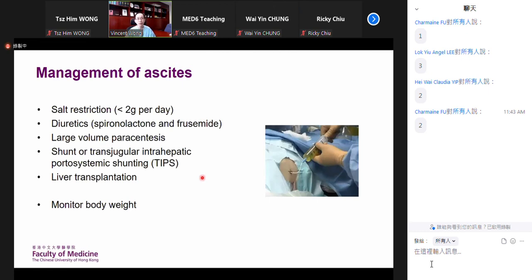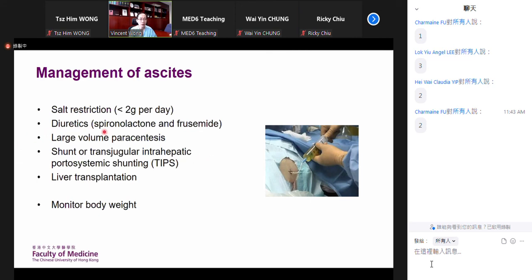For the management of ascites, salt restriction is the most important. You may see doctors recommending water restriction, but in fact, salt restriction is effective. Water restriction is not very effective in preventing ascites. In fact, according to current guidelines, you should only ask for water restriction when the patient starts to develop quite a bit of hyponatremia, typically less than 125 millimole per liter.